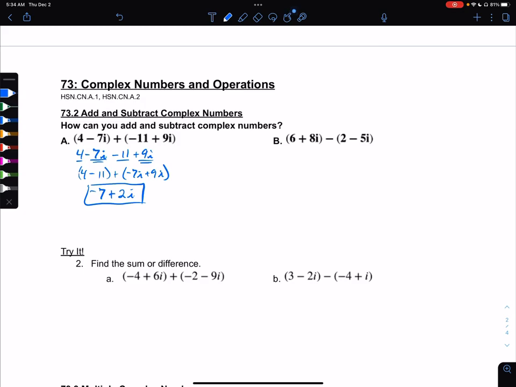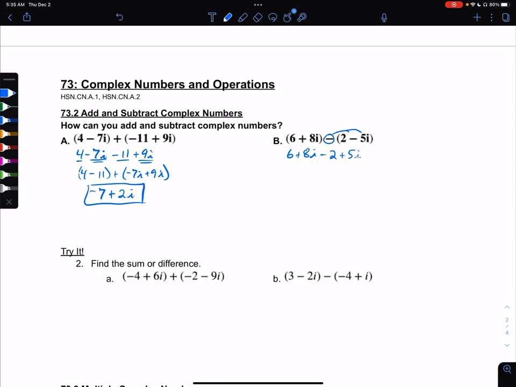Part B, when we're subtracting, we have to be a little bit more careful. The first group, 6 plus 8i, can just come down. We don't have to do much with that. However, the second group, we're subtracting this entire group. So you need to think of this as distribution. So we're going to subtract 2, and we're going to subtract -5i, which means we're going to add 5i. Right? Subtracting a negative is changing that sign.